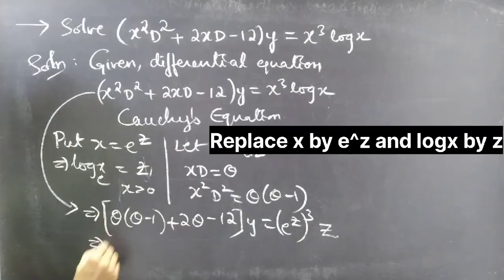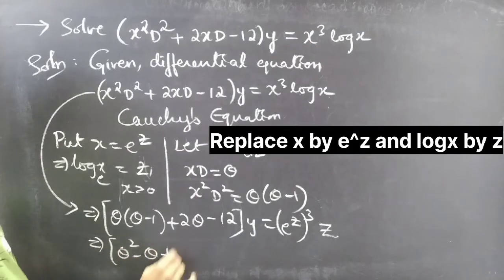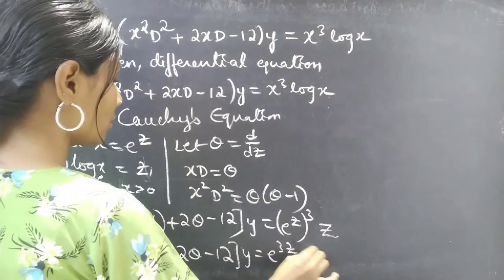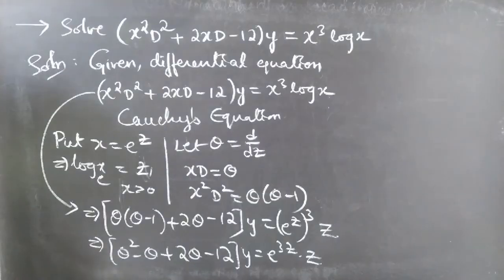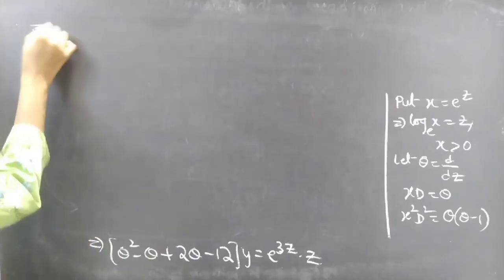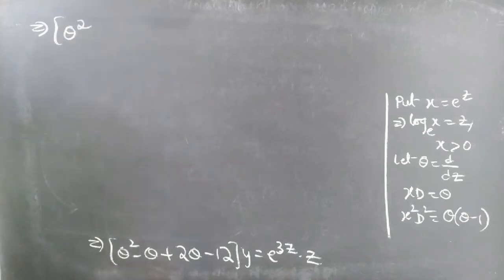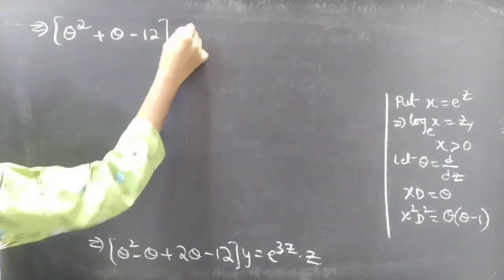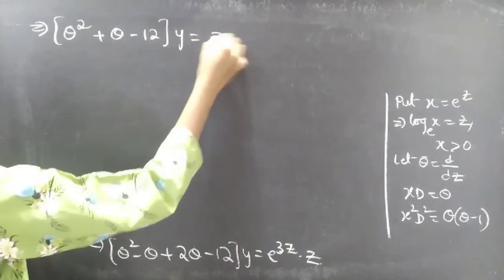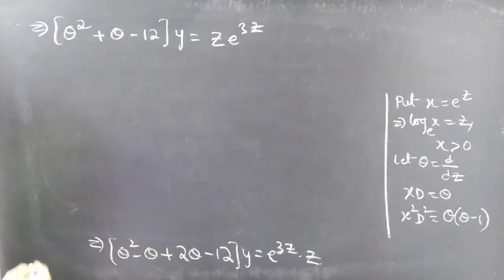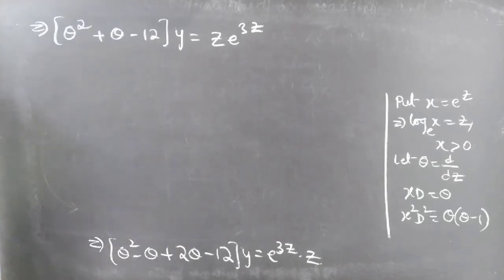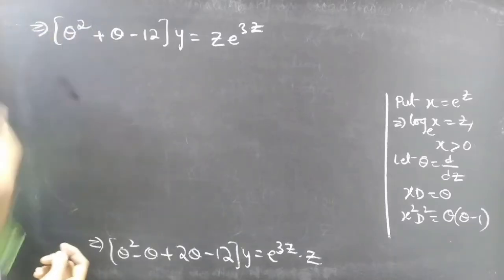This becomes (theta square - theta + 2 theta - 12) y = e power 3z into z. Then this equation becomes (theta square + 2 theta - theta, that is theta + theta - 12) y = z e power 3z, which is in operator form. See, we have constant coefficients. So we have reduced the given differential equation with variable coefficients to a differential equation with constant coefficients.